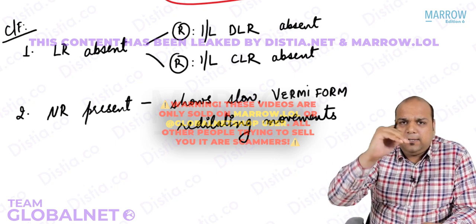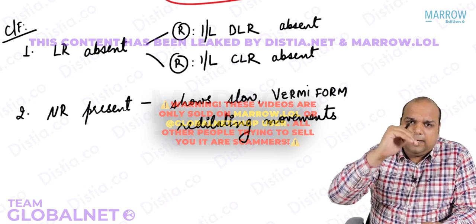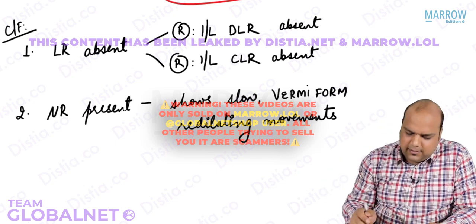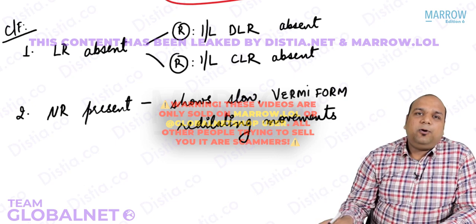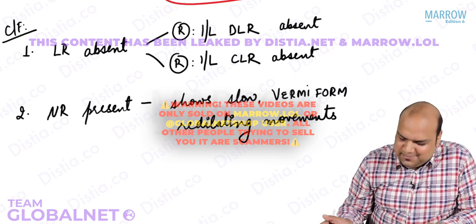Vermiform means it will be like this, okay? It will be crawling like a snake from one place to another. That kind of movement is seen, okay? Done. That's all about tonic pupil, also known as Adie's pupil.